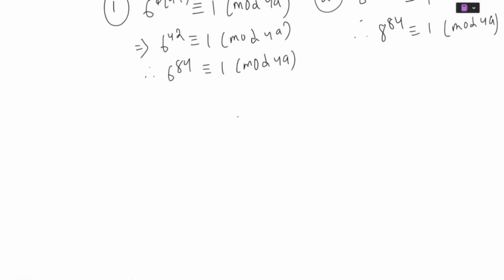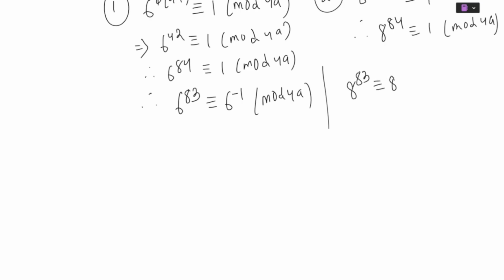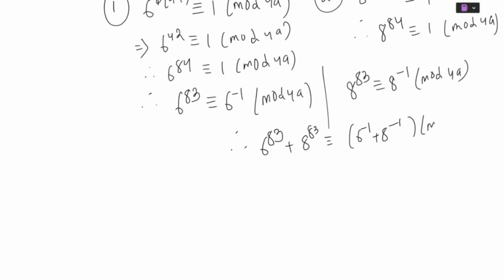So how do we do that? Of course, you cannot divide in modular arithmetic, but what you can do is multiply by inverses. If I multiply by 6 inverse in mod 49, I would get 6 to the power 83 on the left, and on the right hand side, 6 inverse mod 49. Similarly, 8 to the power 83 is 8 inverse mod 49. If you add them up, you get 6 to the power 83 plus 8 to the power 83 is congruent to 6 inverse plus 8 inverse mod 49.